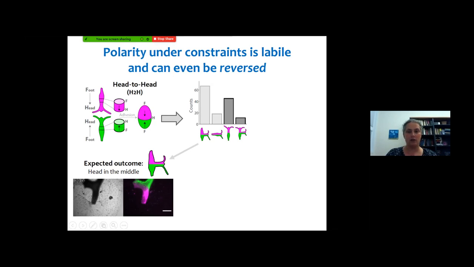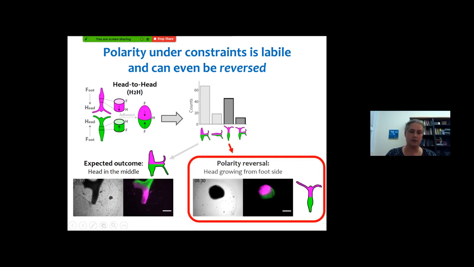So we also have different outcomes. For example, we see this polarity reversal. In this case, we start off in the same configuration, and initially the tissue looks very similar. We see this cylindrical animal, but in this case, we have a head forming on the foot-facing side at the edge of the tissue. This is surprising from a polarity point of view, because it's the furthest away from the head in the original animal, yet this is the site where the head forms.